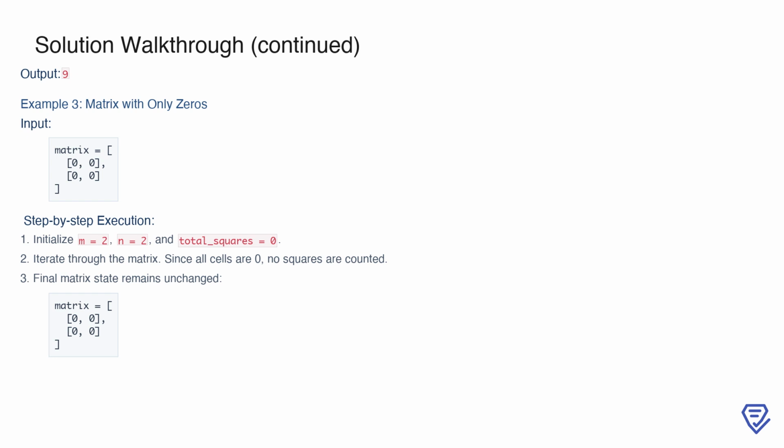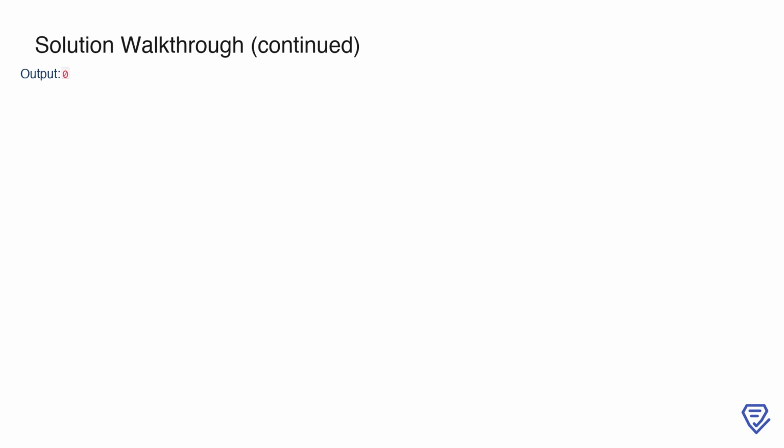The input matrix is 0, 0, 0, 0. In this matrix, we initialize m equals 2, n equals 2, and total_squares equals 0. As we iterate through each cell, all values are zeros, so no squares are counted.